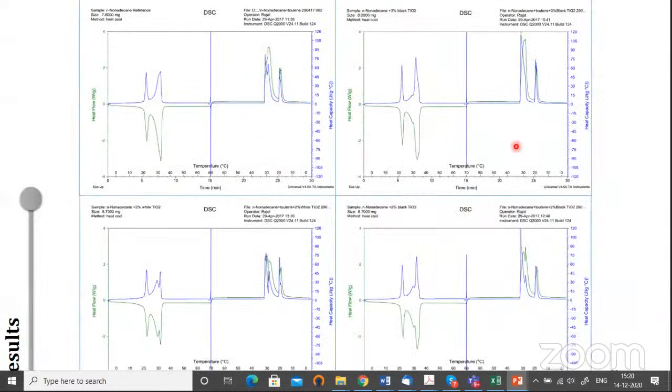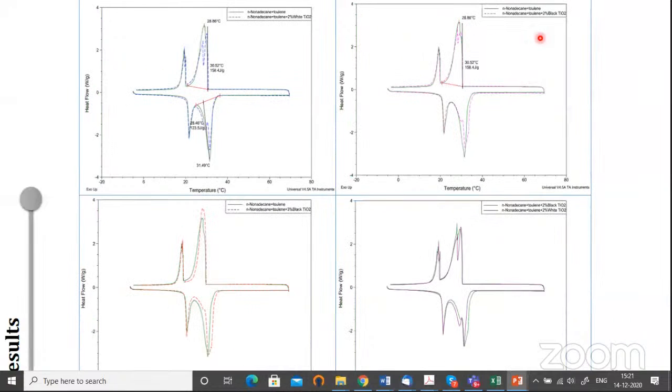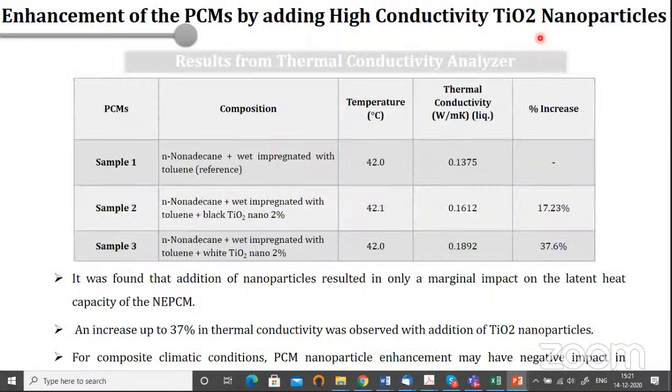Now these are the thermograms of the differential scanning calorimeter for an ordinary phase change material, phase change material mixed with rutile type nanoparticles, and phase change material mixed with anatase type nanoparticles. Of course, heat storage capacity is one of the important criteria, as I told, and also the thermal conductivity. So these are various thermograms for the nano enhanced phase change material. This is the observation table, where you can see the results we got.